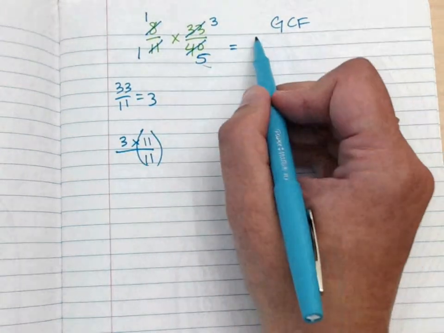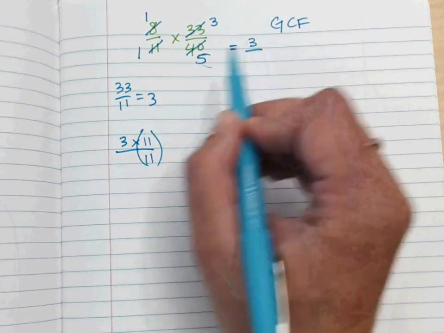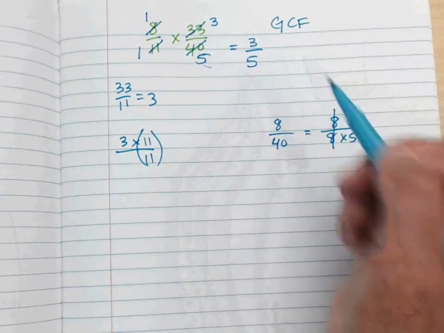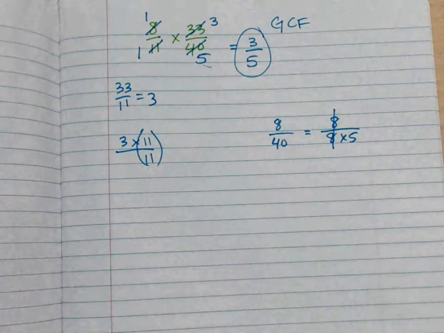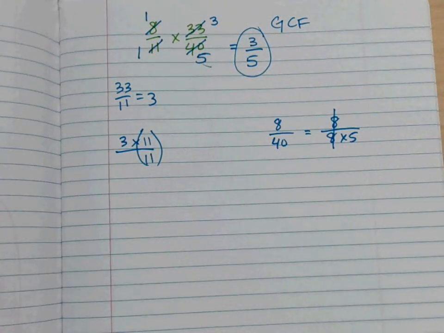Okay, so now when we multiply across, what do we get? 1 times 3 is 3. 1 times 5 is 5. So when we cross cancel, it's so fun because that fraction becomes fully reduced. And then it's much easier to multiply smaller numbers, isn't it? Do you guys want to see one more example?